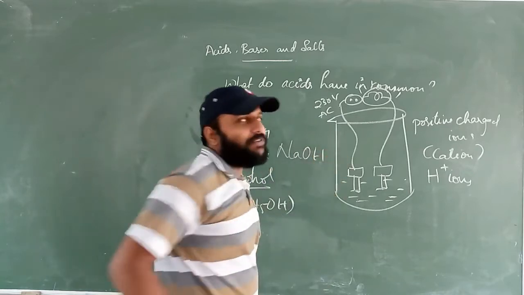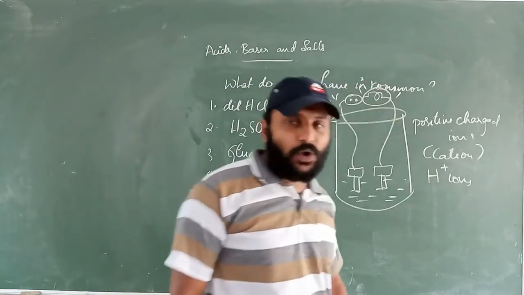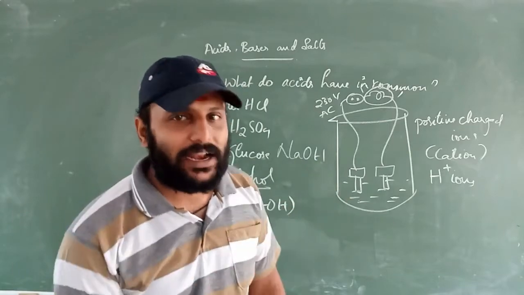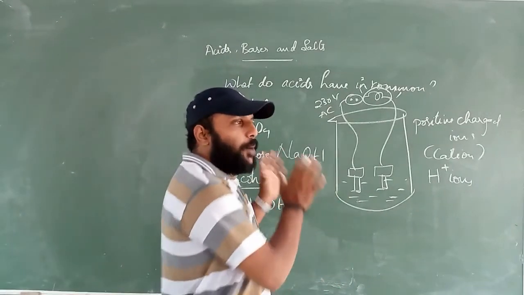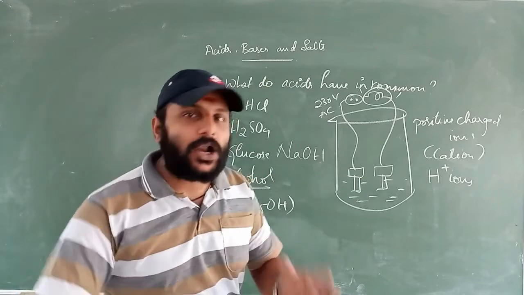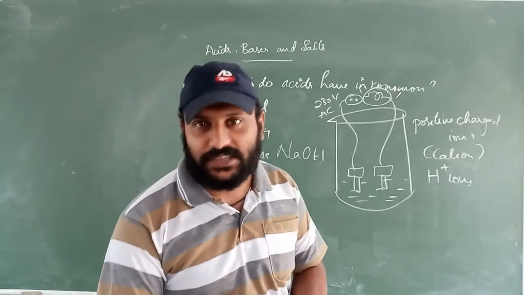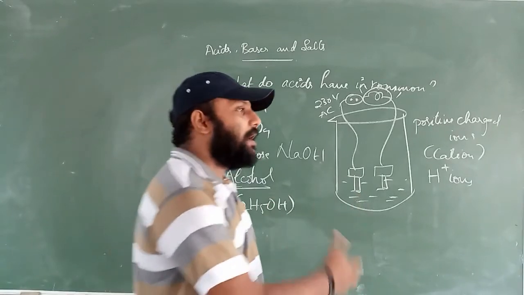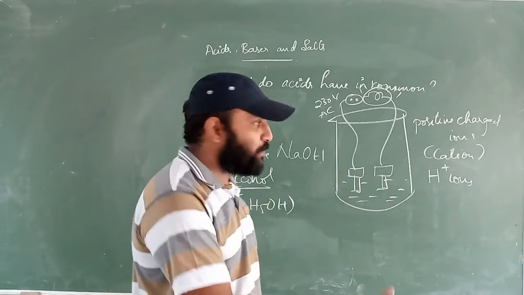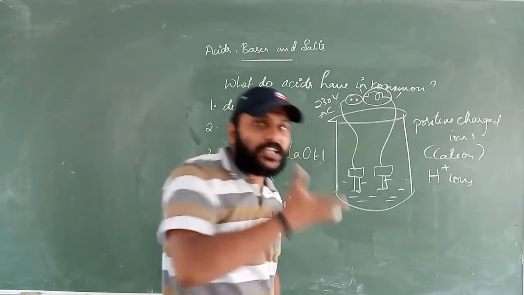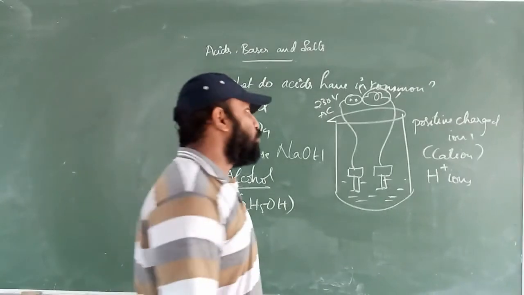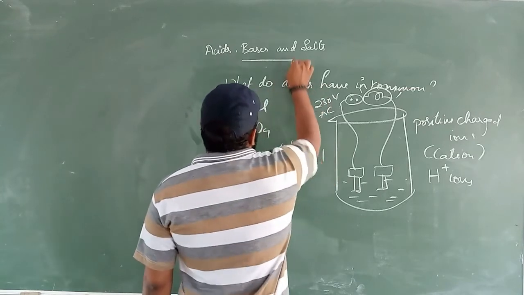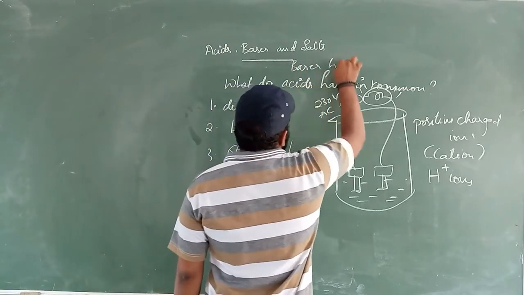there also what we can observe is that the bulb glows. Bulb glows means the base also is a good conductor of electricity. So we can say that both acids and bases are good conductors of electricity. Understood? Good conductor of electricity means what? In acid, production of H plus ions will take place. In base, production of OH minus ions will take place. So here, what do bases have in common?